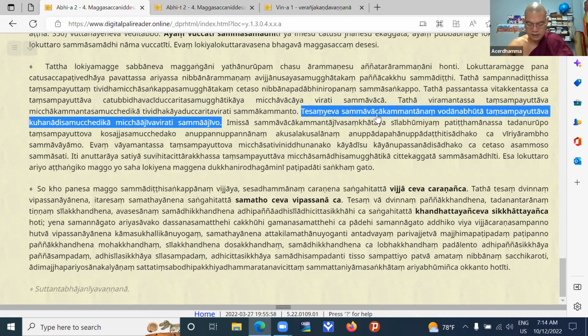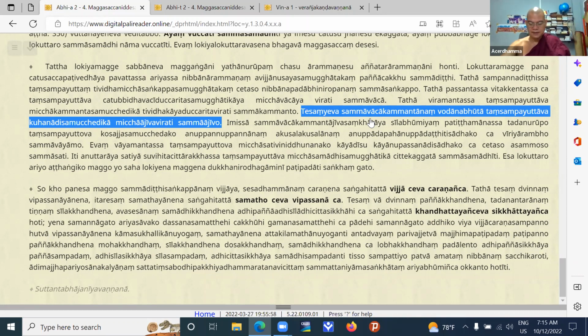Sammā vācā, sammā kammanta, vodāna, that purifies those. Associated with sammā vācā and sammā kammanta, kuhanādi, a kind of lying, you know, to deceive the other people. So kuhanādi samudāyika micchā ājīva viratī. Abstaining from micchā ājīva, that is called sammā ājīva.